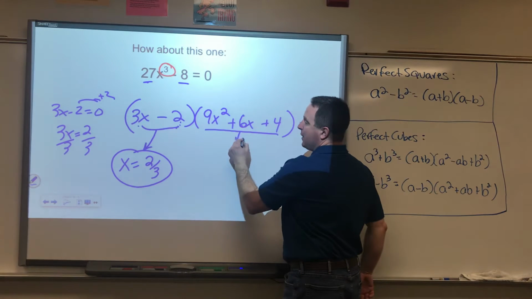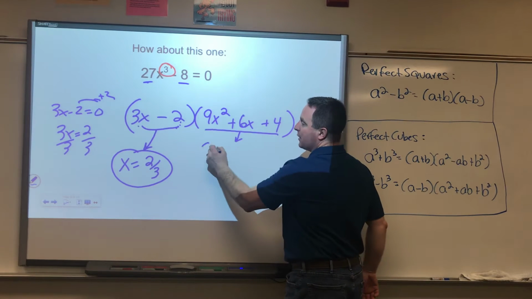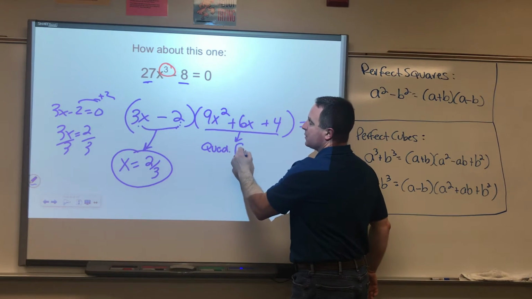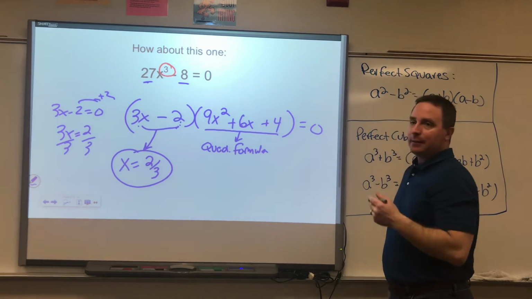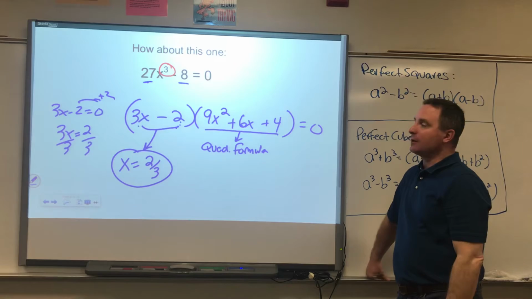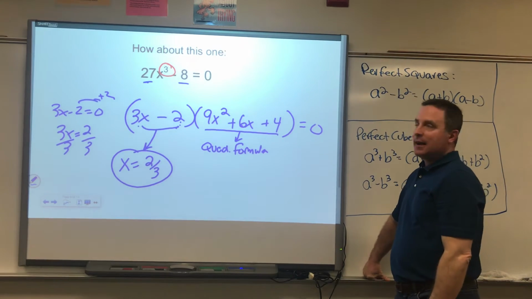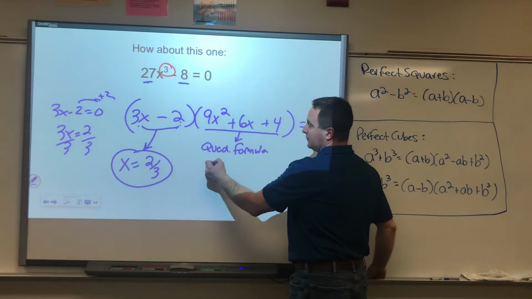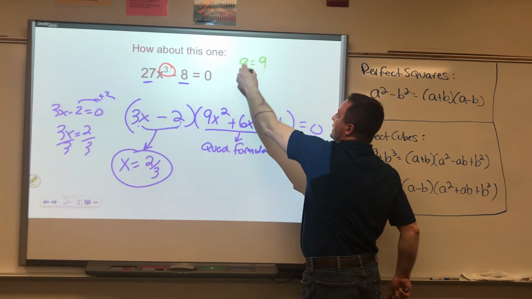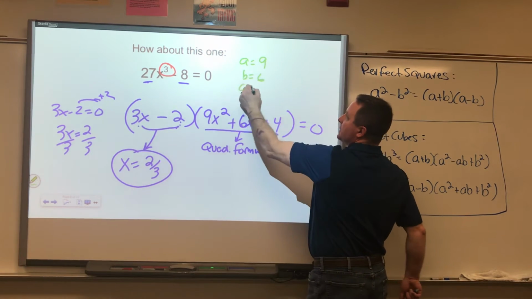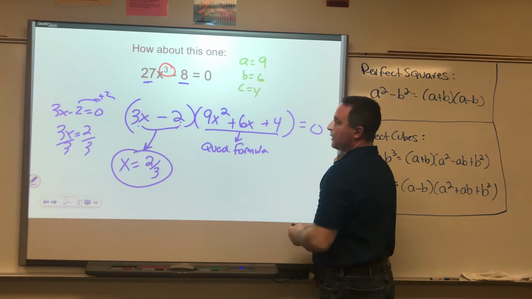And the way that you have to solve the second part of this is we have to use the quadratic formula. We did some work with the quadratic formula a couple of different times, and let's give it a whirl here. So maybe I'll write A is going to be 9, B is 6, and C is 4. So let's try the quadratic formula.